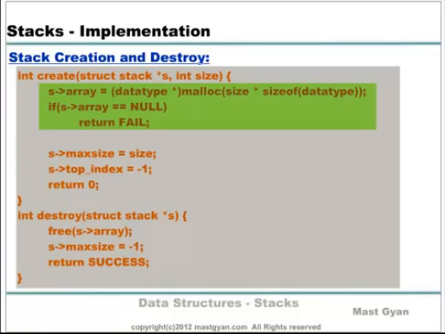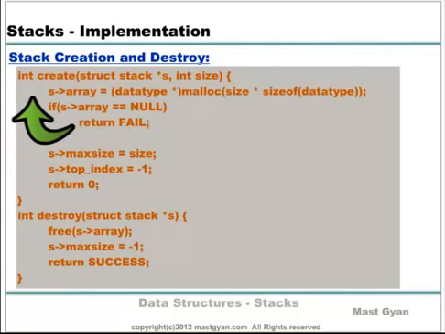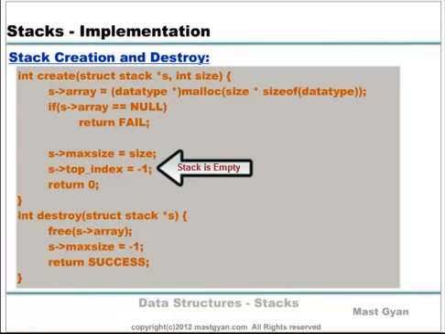So we first do a malloc of the size that the user requested for. If malloc fails, obviously the stack creation will also fail and we return with an error. If malloc passes, then we initialize the size of the stack in the anchor for future users. And since there are no elements on the stack as of now, the top of the stack is initialized to -1 and we return with success.